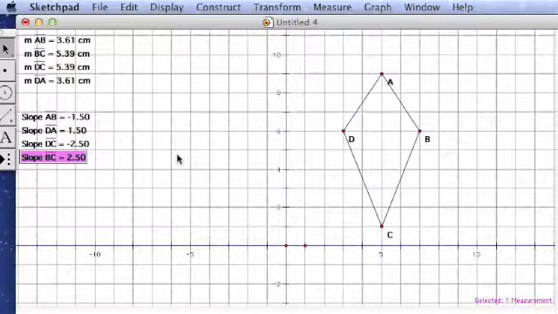Okay, so yeah, with this we can see that this indeed is a kite and it's okay. So yeah, that's pretty much it. Next I'm gonna show you how to do it with formulas and by hand.